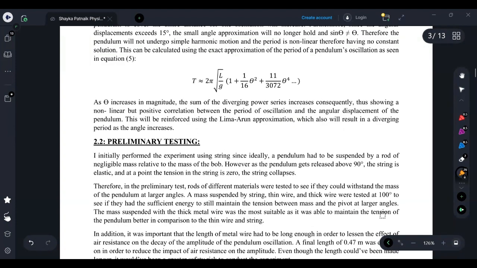The next thing I included in my IA was a section on preliminary testing. I've seen a lot of IAs doing this, and I really like this because it adds on to showing the markers your thought process and how you made this investigation your own. So I did this before my main investigation, and it shows my thought process, and I guess the steps I took to finalize the design of my investigation.